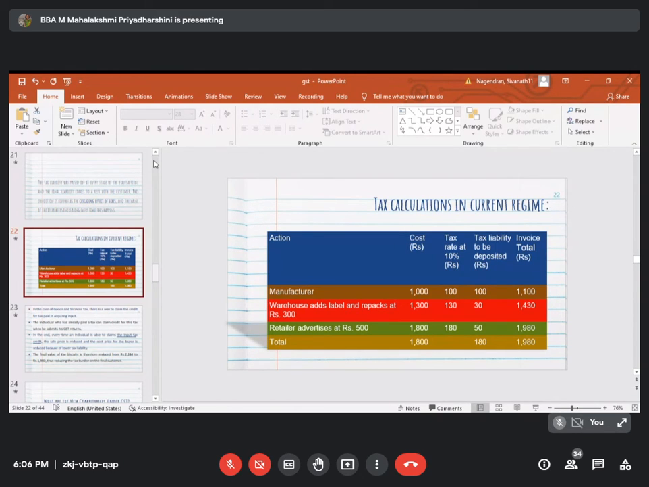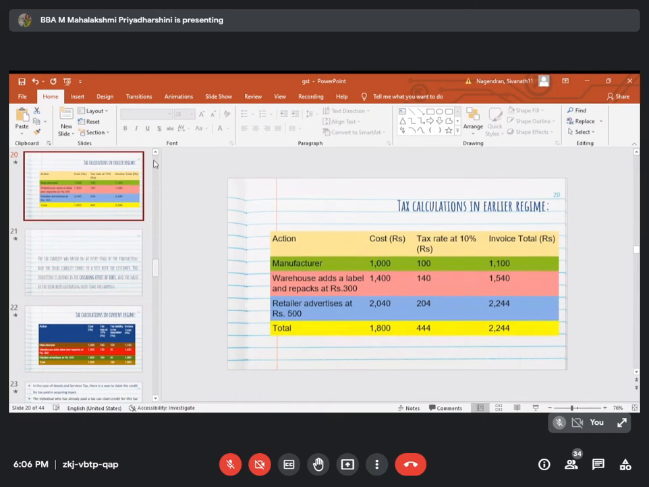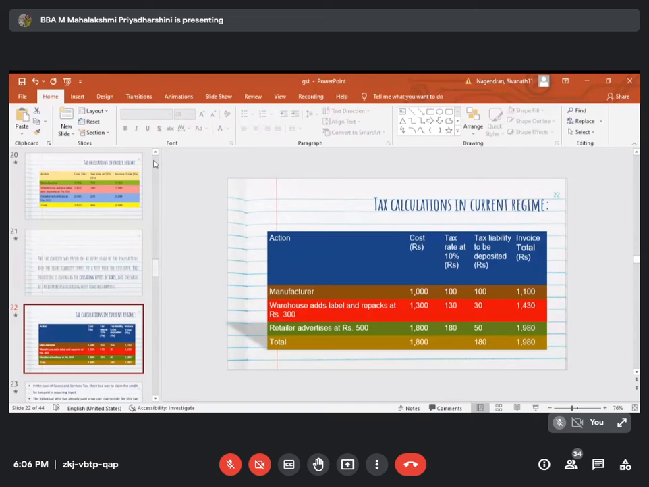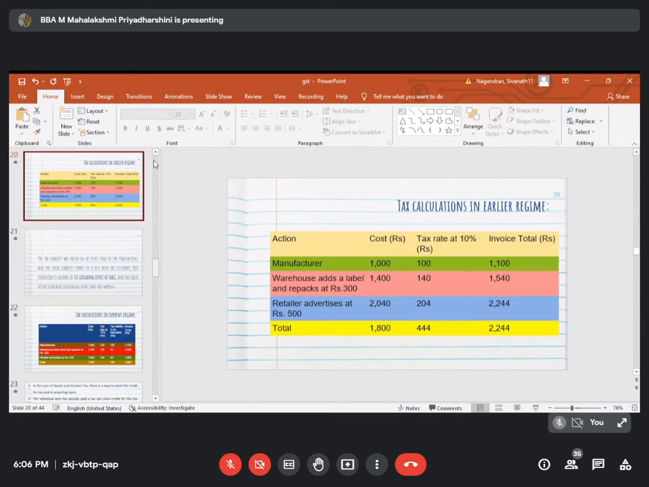Here the cost of the product is the same. Finally the cost of the product is 1800. 1000 plus 300 plus 500 is 1800. But the tax is only 180. It is not 444 as like here. So now when a customer buys this product, he only needs to pay 1980, not 2244. Is it clear? Yes, ma'am. So this is the difference between the old tax method and the current GST method.